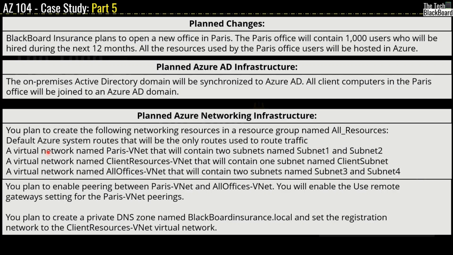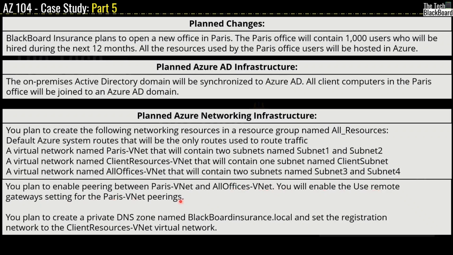Further, we have a virtual network named Paris VNet that will contain two subnets named subnet 1 and subnet 2. Then it says a virtual network named client resources-vnet that will contain one subnet named client subnet. Lastly, it says a virtual network named all offices-vnet that will contain two subnets named subnet 3 and subnet 4. Then the section says that you plan to enable peering between Paris VNet and all offices VNet. You will enable the use remote gateway settings for Paris VNet peering.